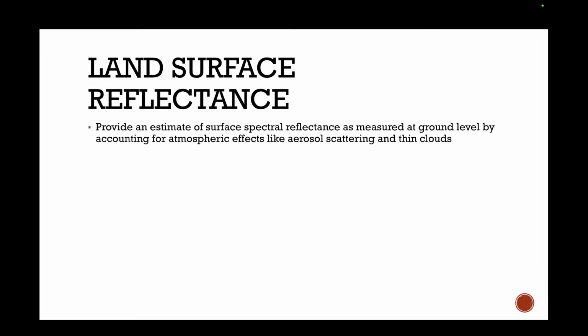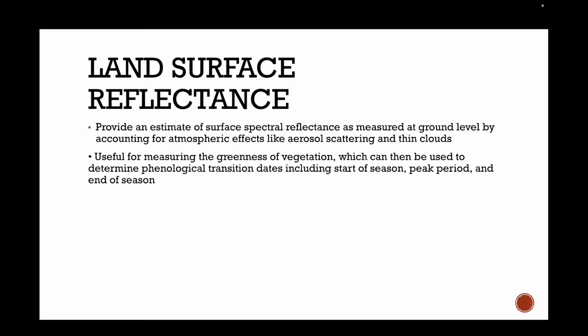So land surface reflectance basically provides an estimate of the surface spectral reflectance. It estimates the surface spectral reflectance as measured at the ground level by accounting for atmospheric effects like aerosol scattering and thin cloud, and is useful for measuring the greenness of vegetation, which can be used to determine phenological transition dates, including the start of the season, peak period and end of the season. So, land surface reflectance.